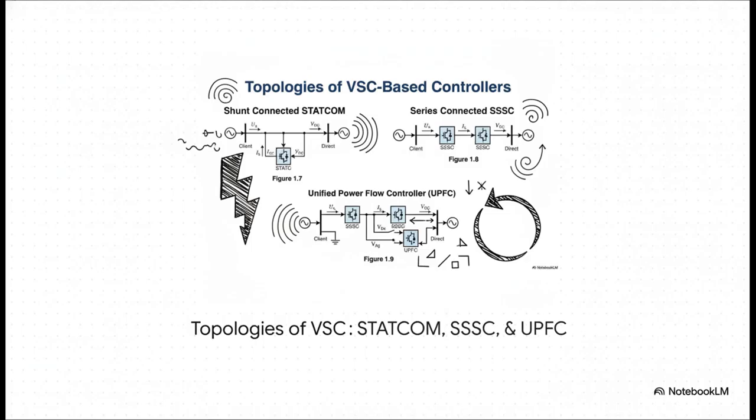Next is Figure 1.8, the SSSC, which connects directly in series with the AC client line. And finally, Figure 1.9, the Unified Topology, or UPFC. This merges both shunt and series converters, linking them with a shared DC capacitor. The engineering meaning here is huge. It allows real power to flow freely between terminals, giving unprecedented simultaneous control over both voltage and power flow.